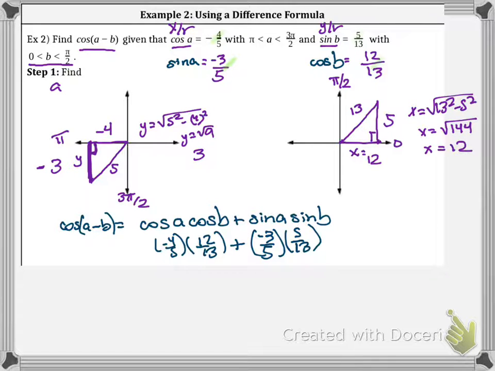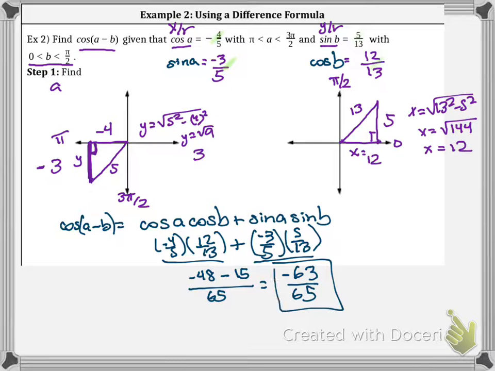So now, let's do this one. Negative 4 times 12 is negative 48 over 5 times 13, which is 65. And then negative 3 times 5 is negative 15, over 5 times 13, which is 65. The denominators are the same, so I just wrote it over the same denominator. If we simplify this, negative 48 minus 15 is negative 63 over 65. So that is our final answer.